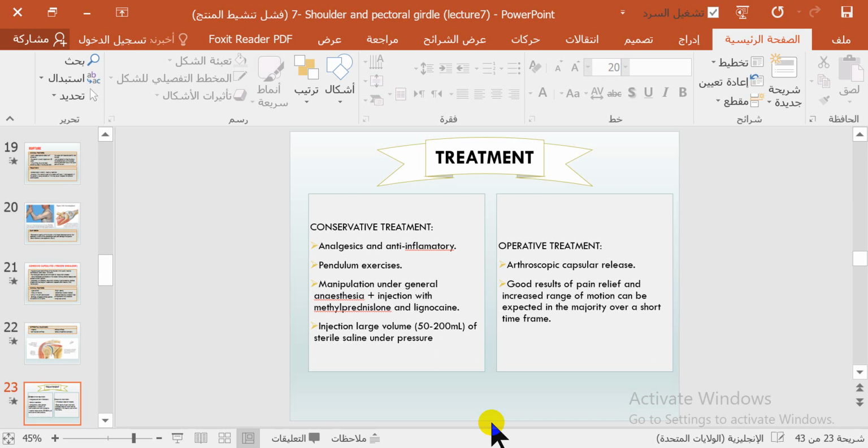And second one, operative treatment, arthroscopic capsular release. Good results of pain relief and increased range of movement can be expected in the majority over a short period of time in those with manipulation under anesthesia or with arthroscopic debridement.